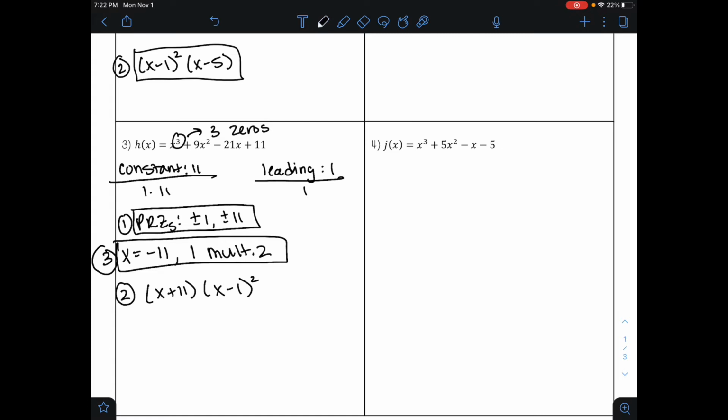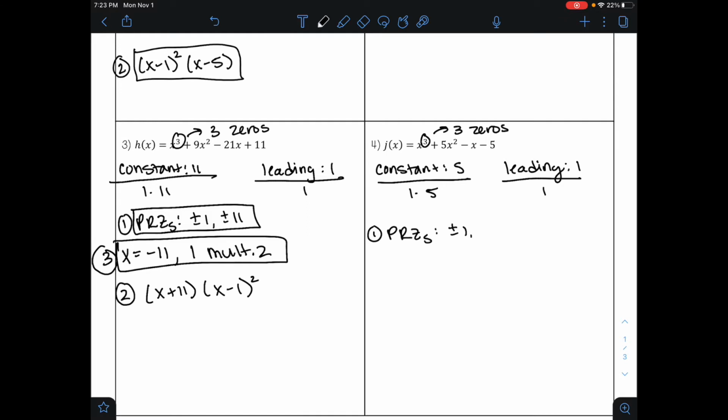And let's look at example 4. For example 4, my highest exponent is 3. That tells me that I am going to have 3 zeros here. And so my constant is 5, and my leading coefficient is 1. So my possible rational zeros will be plus or minus 1 and plus or minus 5. So from here, I'm going to plug this into Desmos and see what I get.